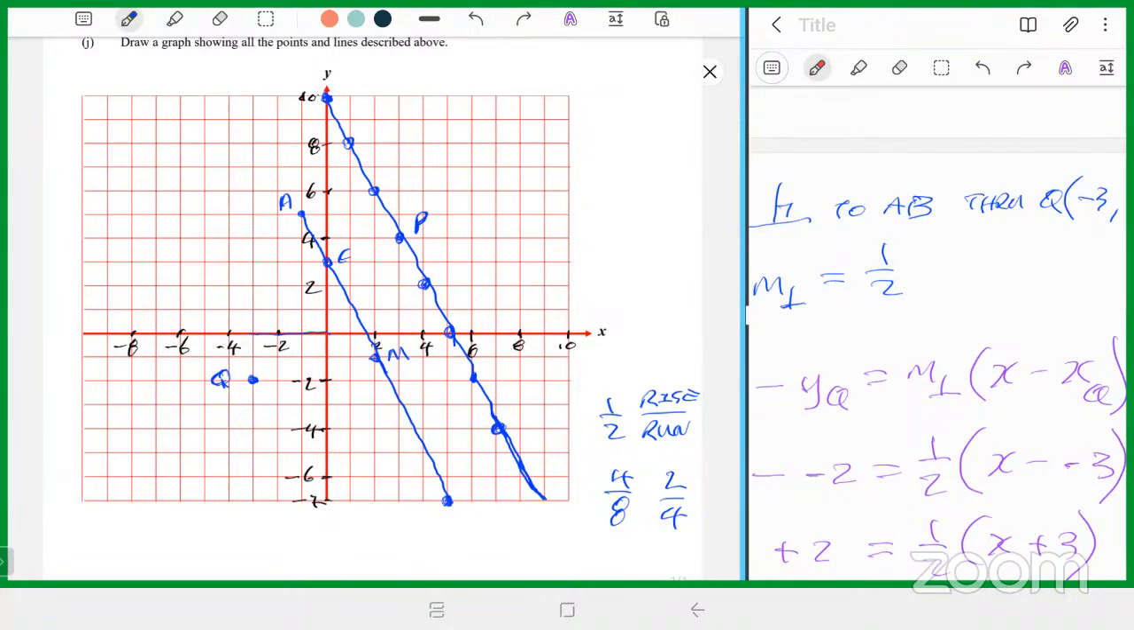All right. So let's go. Let's say we're using the 2 over 4. Starting from this point, we can rise 2, run 4.